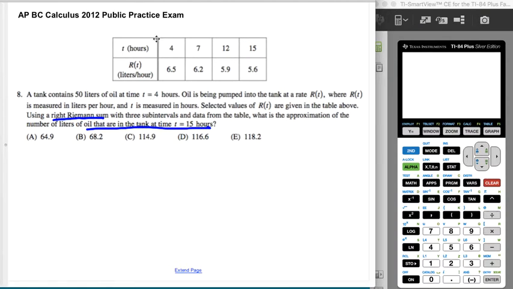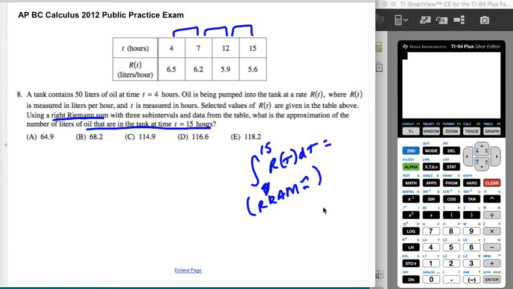So the right Riemann sum is going to use these 3 subintervals. But notice this integral from 4 to 15 of R of t dt, that's what I'm going to use RRAM to approximate. That's going to give me the amount of oil gained in the tank, the amount of oil added in that time period. It's not going to give me the total amount at the end. It's going to give me how much is added.